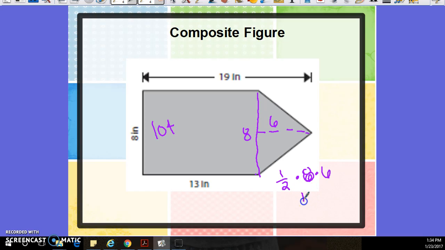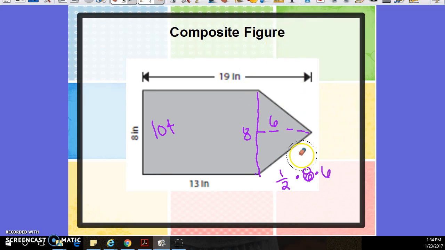And what does that give us? I'm looking for the answer for this triangle. 24. Because what is 8 times 6? 48. Divided by 2 is 24. Dividing by 2 and multiplying times 1/2 is the same. And then we're going to add that 24 to that 104 and get 128 inches squared. Alright?